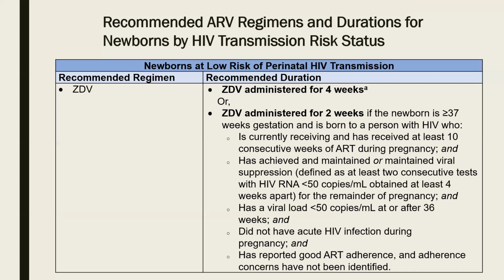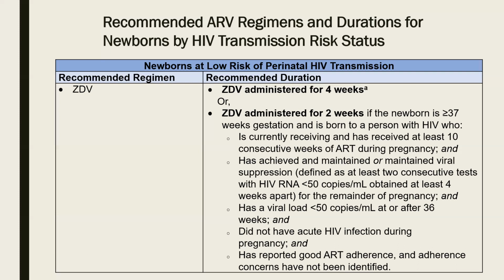The woman has to be currently receiving and received at least 10 consecutive weeks of ART during pregnancy. And the mother has to have achieved and maintained viral suppression, defined again as at least 2 consecutive tests with HIV RNA less than 50 copies per mil, obtained at least 4 weeks apart for the remainder of pregnancy.